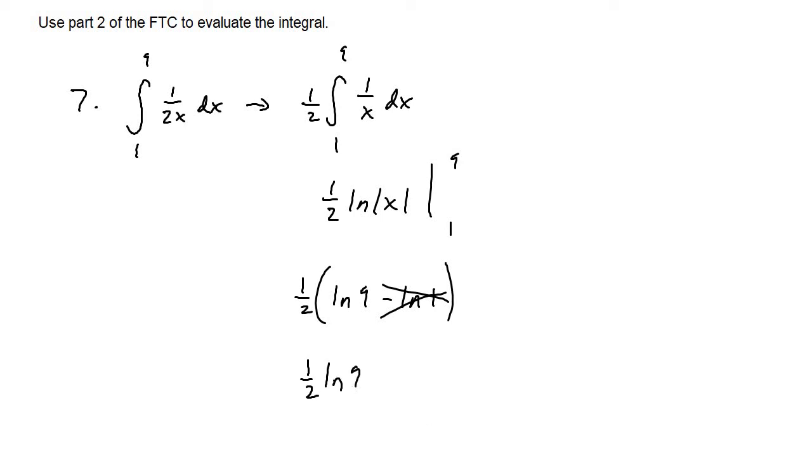Now this most likely is an acceptable final answer, but if you want to simplify even further, you can, because using properties of logs, you can bring that 1/2 up top as an exponent. So we have ln of 9 to the 1/2. 9 to the 1/2, or the square root of 9, is 3. So that'll give us our answer of the natural log of 3.